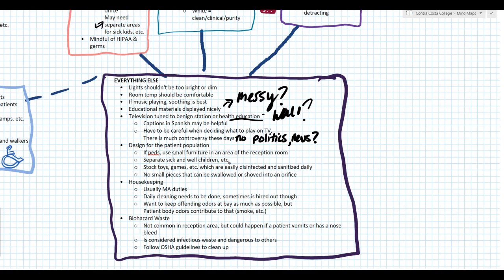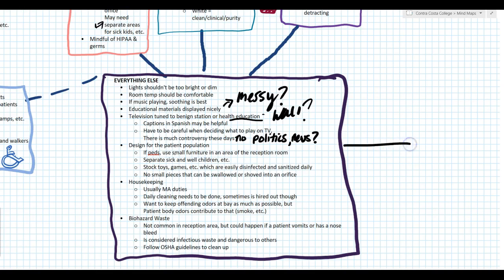Biohazard waste is not common in the reception area, but it could happen if a patient vomits or has a nosebleed. It is considered infectious waste and a danger to others, and you just want to make sure you're following the OSHA guidelines to clean up any biohazardous waste.